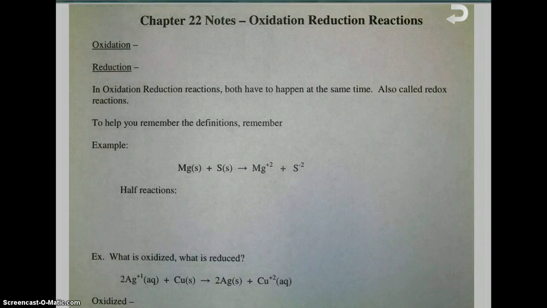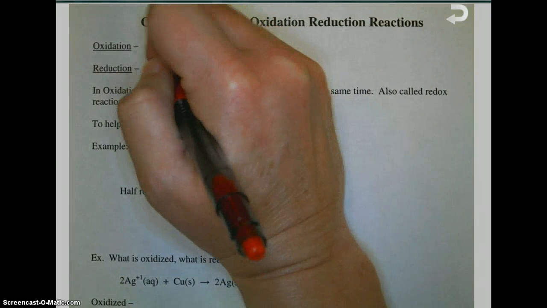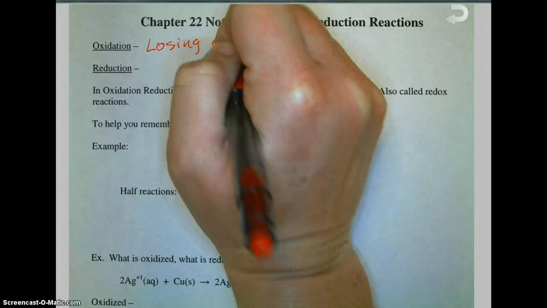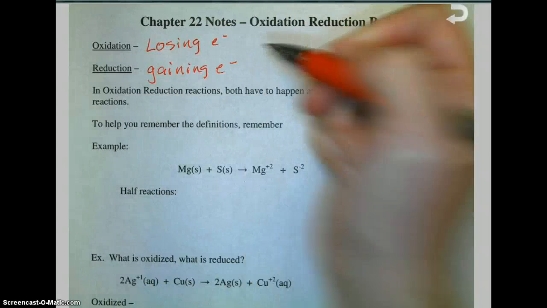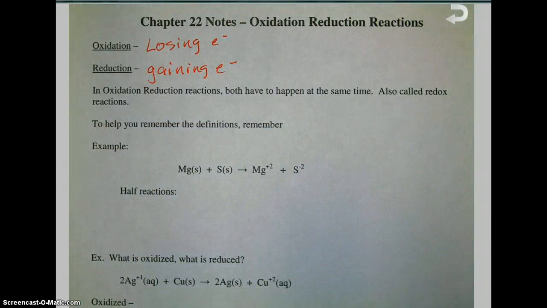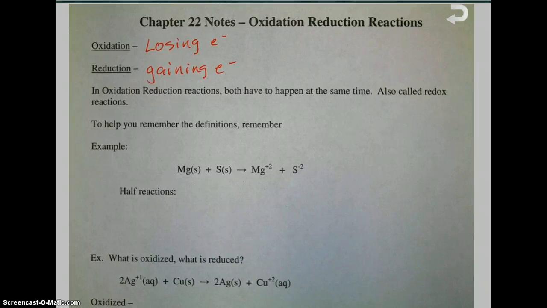So to begin with, we want to define oxidation and reduction. Oxidation is losing electrons, and reduction is gaining electrons. So in a chemical reaction, when something loses an electron, it is oxidized, and when something gains an electron or more, it is reduced. Now, in a reaction, both of them have to happen. You can't have one without the other. Something is gaining an electron because something else lost it. We can also call these redox reactions. It's just a shorter term than having to say oxidation reduction every time.